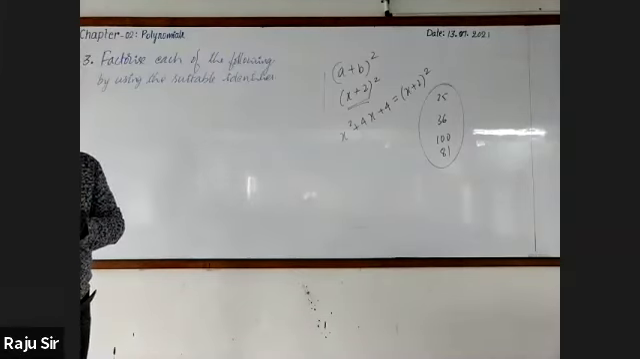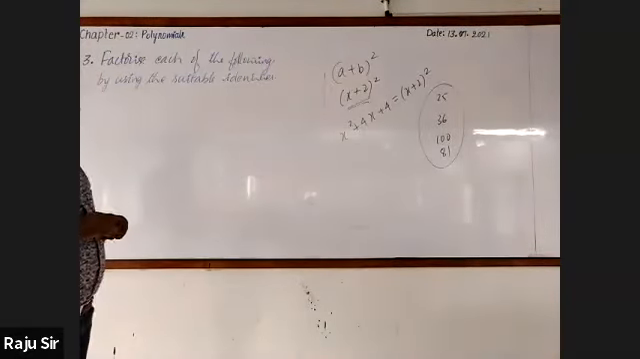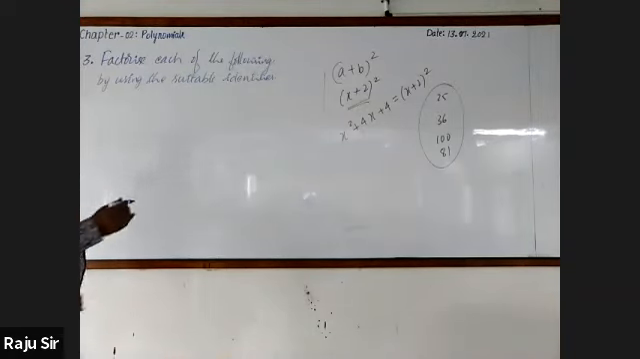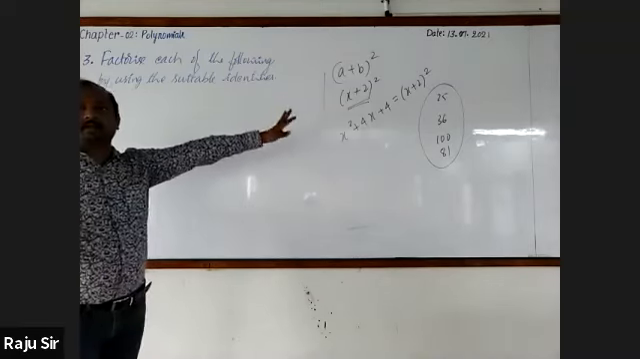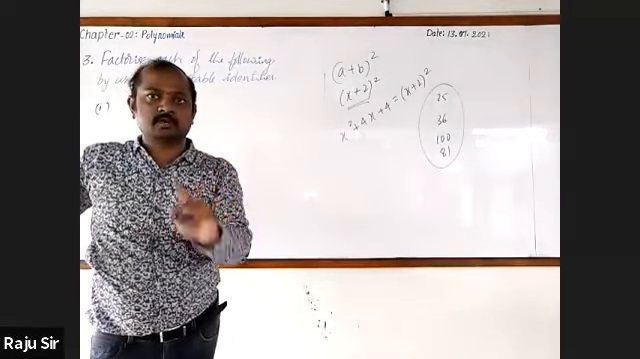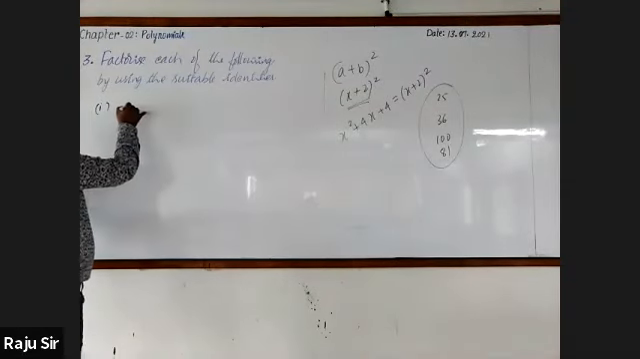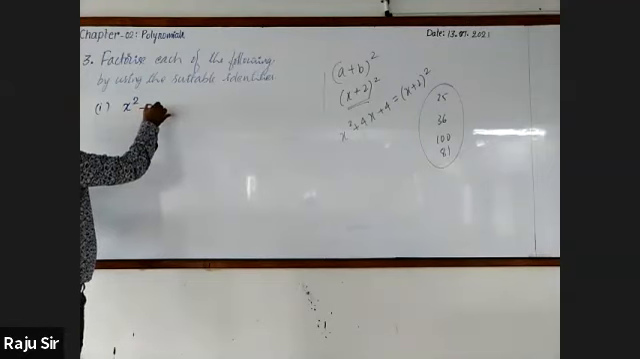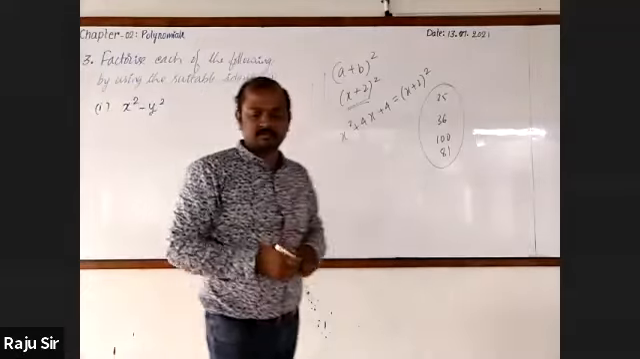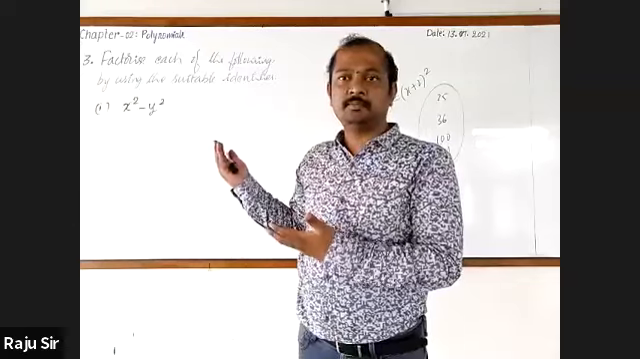In that, I'll take the first one, a very simple one. First, I had given you one example with respect to (a plus b) whole square. Just look here: x square minus y square. It should be factored as (x plus y) into (x minus y). That's all. Is it not simple?